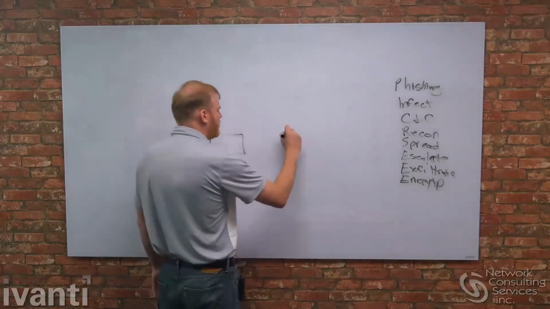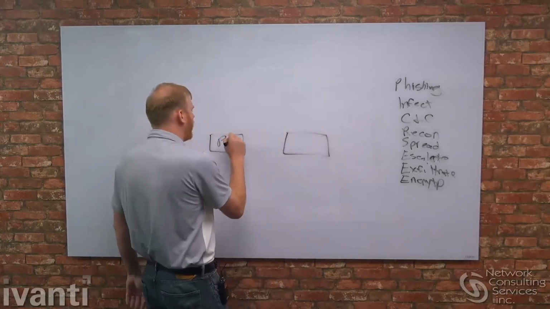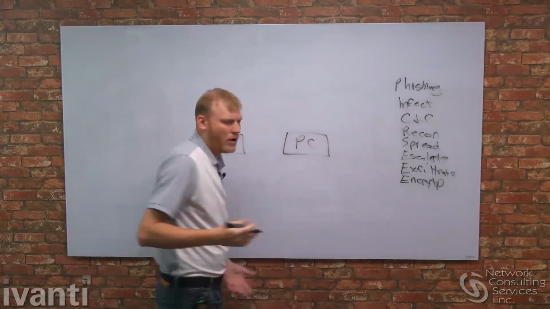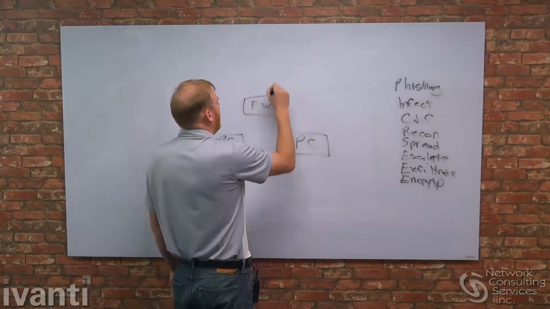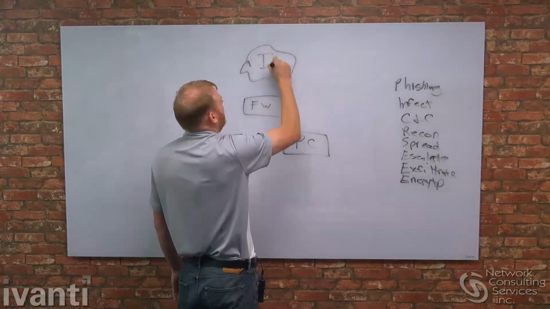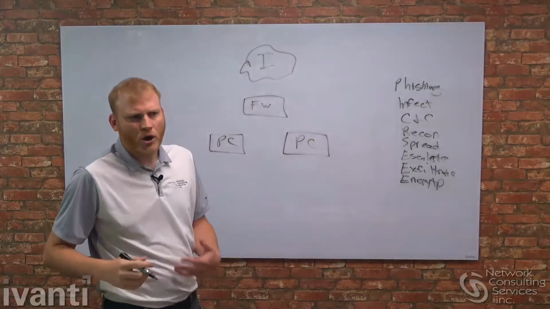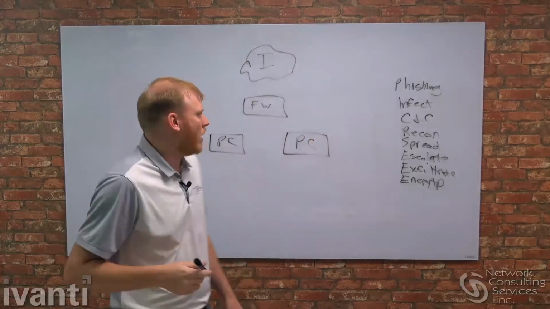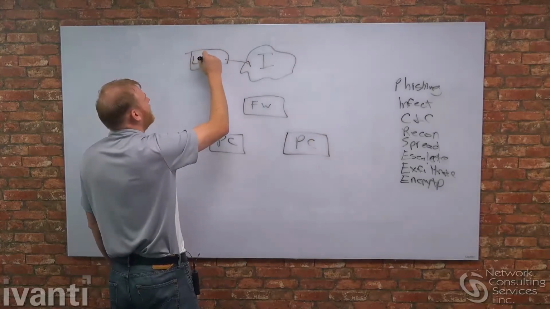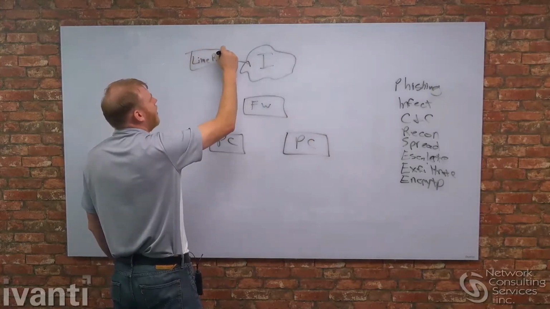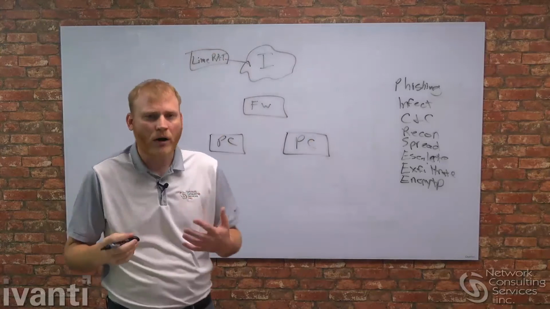I've got several different machines out here. These are my workstations that have my users running on them, and I have a firewall that they sit behind. And then, of course, we've got the internet up here. Here's what we're going to do. We're going to run a piece of software called LimeRat. This is just an example educational tool around malware.